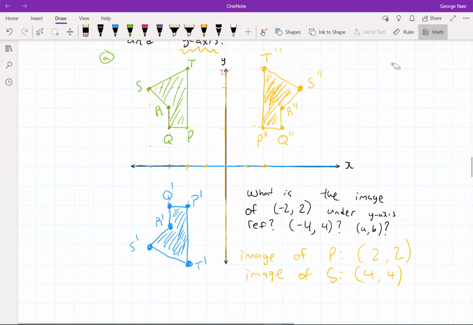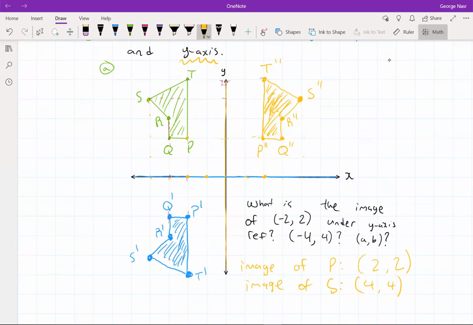And it makes sense that they're getting flipped because over here, this side of the x-axis is always negative. This side of the x-axis is always positive. When I reflect across the y-axis, it has to take me from the positive side to the negative side. Or if I was already on the positive side, it would take me back to the negative side.